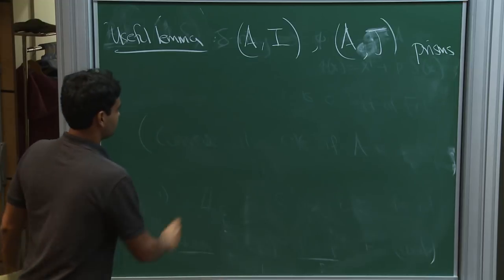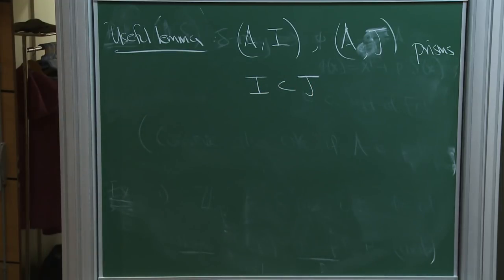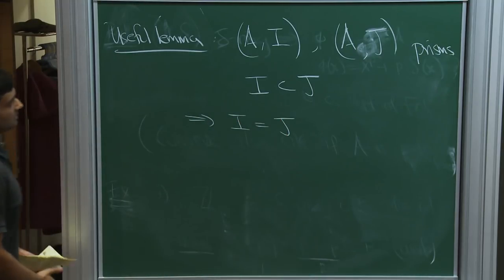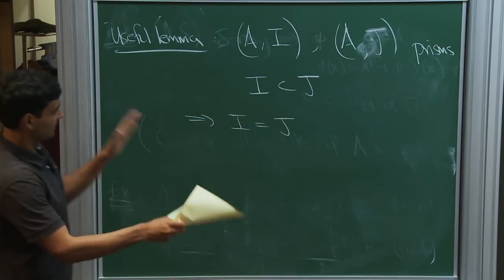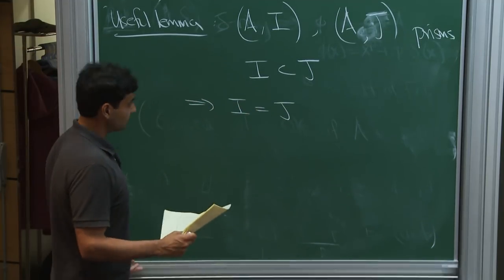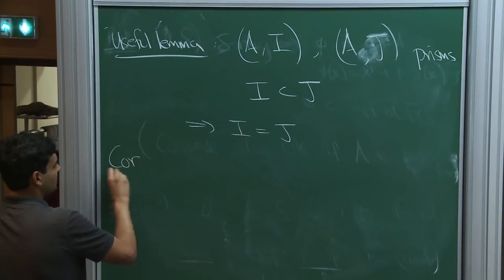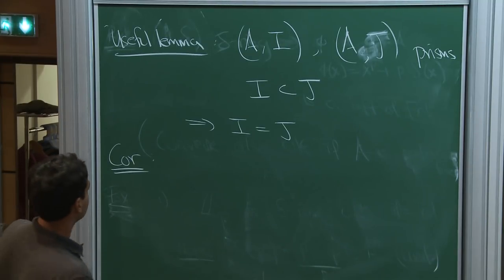So let's say I have two prism structures on the same ring, and I is contained in J. Then actually I equals J. So these ideals generated by distinguished elements, you cannot somehow divide them anymore into distinguished elements. And so as a corollary of this, you can describe the category of all prisms that live over a given prism in a very easy way.